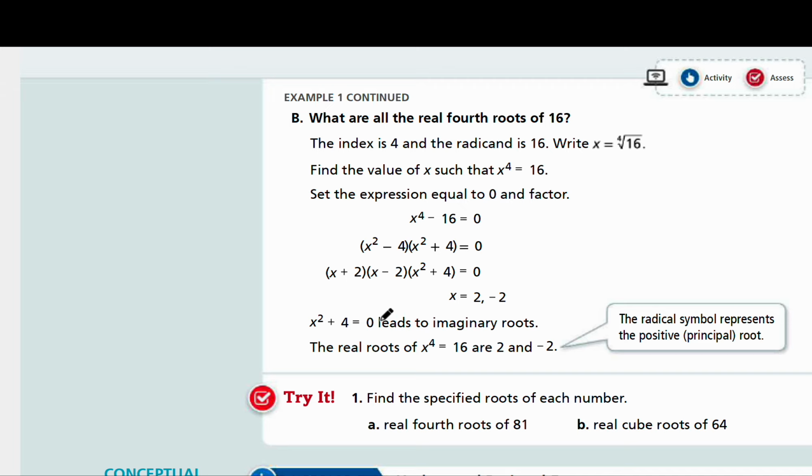And then if you solve x squared plus 4, this is going to have 2 imaginary roots, where you have i. So you're just going to find the real roots. The real roots of x to the fourth equals 16 are 2 and negative 2. Okay, so not too hard. You just need to solve the equation. Find the specified roots of each number for parts A and B. Pause the video, and come back when you're ready for answers.